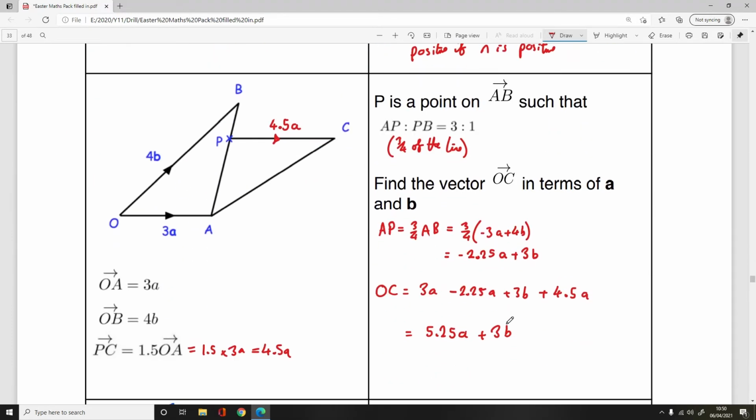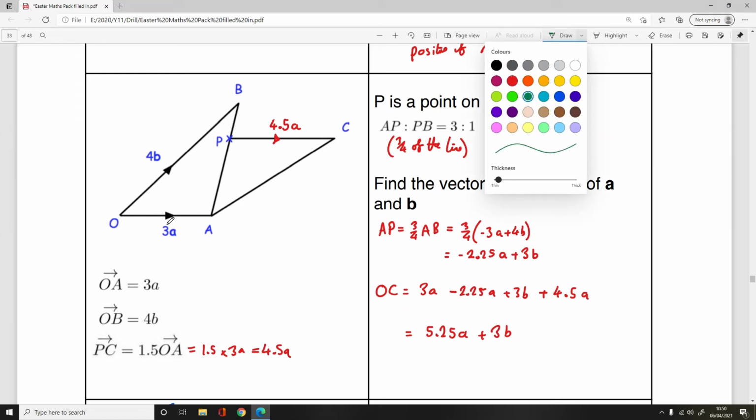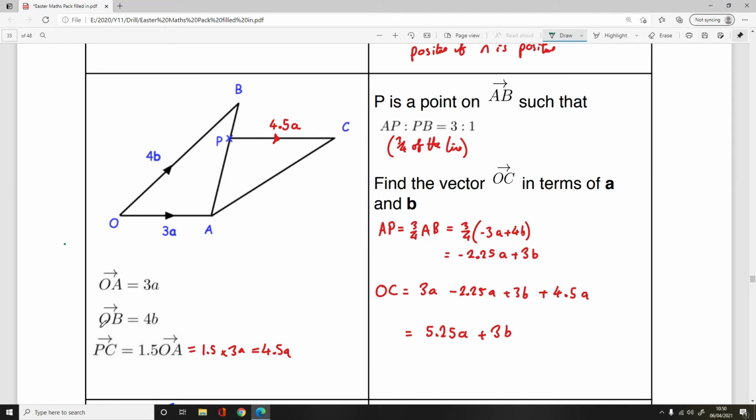A little bit of a harder vector question here. We got quite a lot of bits of information, so let's talk through the order that we did here. Let's switch to green. I think I've used a lot of red. So I got told OA was 3A, that's already on the diagram. OB is 4B, that's already on the diagram. And then PC is 1.5 of OA. So if we multiply OA, which is 3A, by that, we get 4.5A, and we can add that onto our diagram going from P to C. So we've used all those three bits to fill in the diagram.